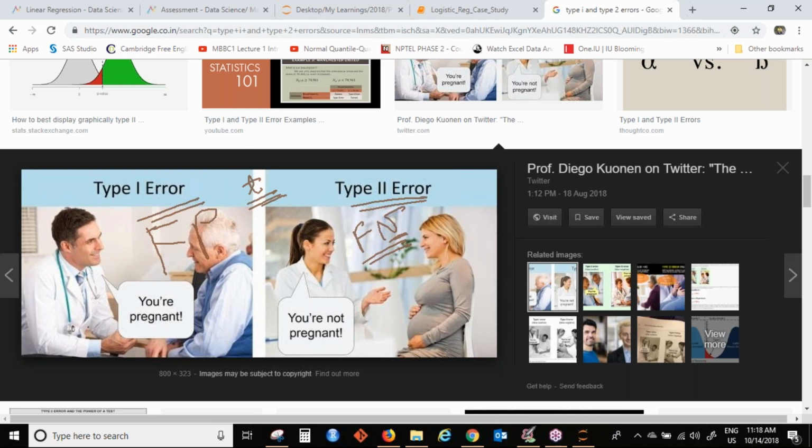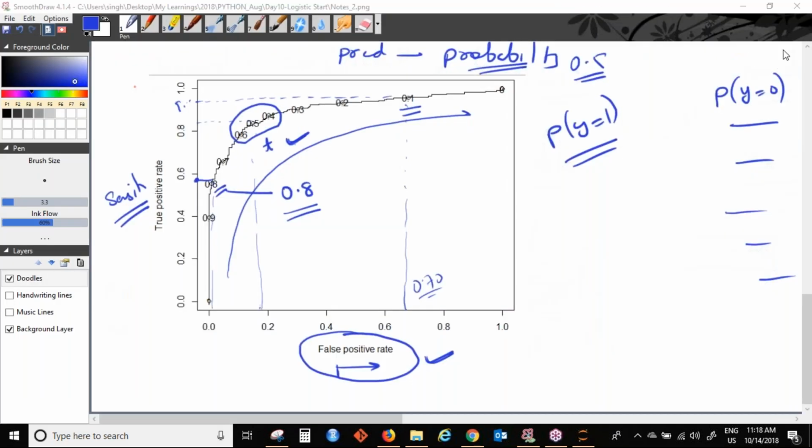And there's one more thing which I missed. Let me come to that. There is one more parameter that is used to measure the accuracy of any classification algorithm, and that is the area under curve. So let me talk about this. So what is area under curve?